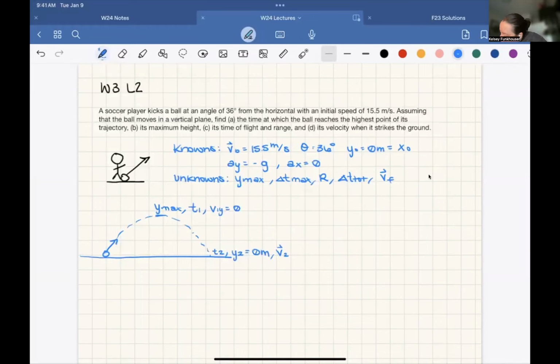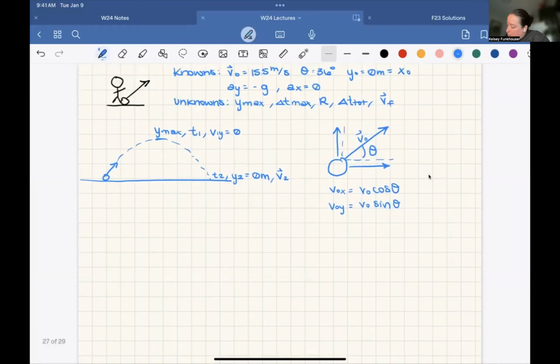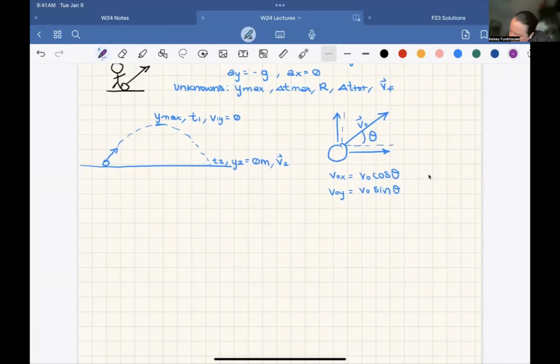Okay, cool. Now let's take a look at our velocity and break it up into the components. So this is v naught. V naught x is v naught cosine of theta, and that's just because this is the x and it is adjacent to the angle. And then v naught y is v naught sine of theta. That's because it's opposite the angle. Okay, so now the first thing we want to find is T1.